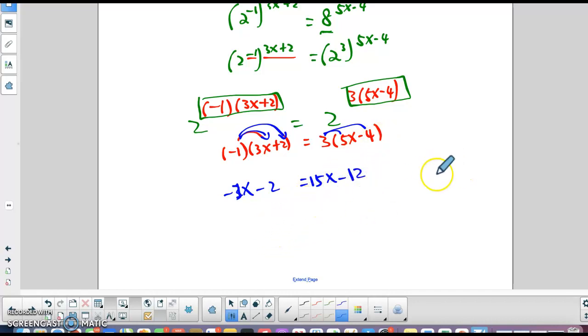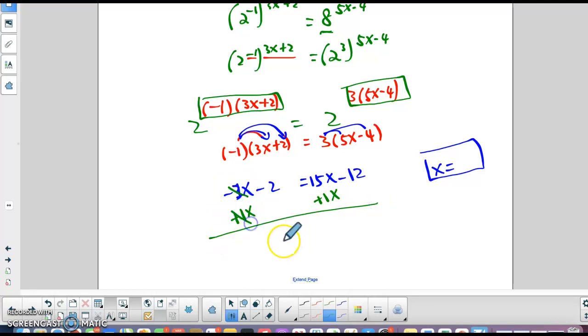Alright, in order to solve for x, you need to get x by itself, right? That means you need to collect all the x terms. So I want an x on my right side. I'm going to get rid of -1x by using its opposite, which is plus 1x, plus 1x. Okay, this is gone. And you have -2 left. On the right side, 15x plus 1x gives you 16x minus 12.